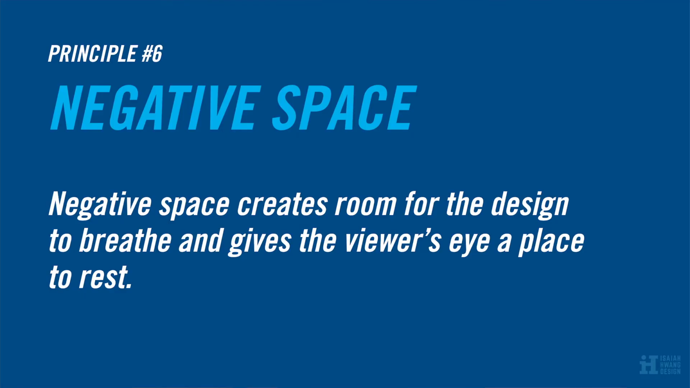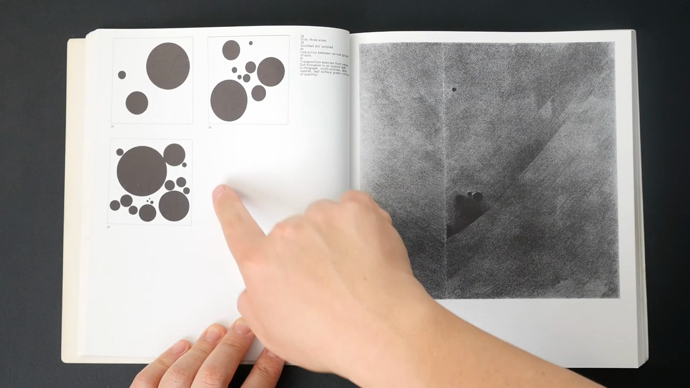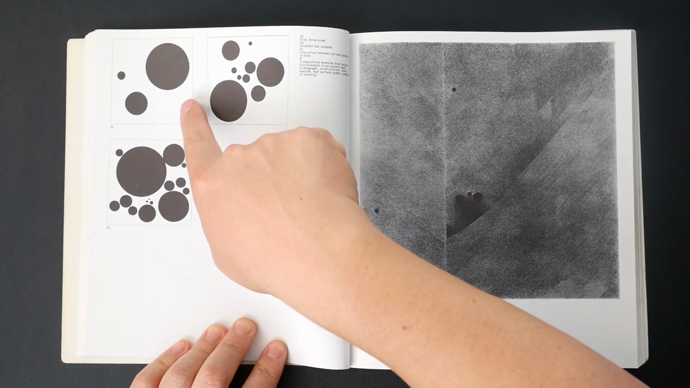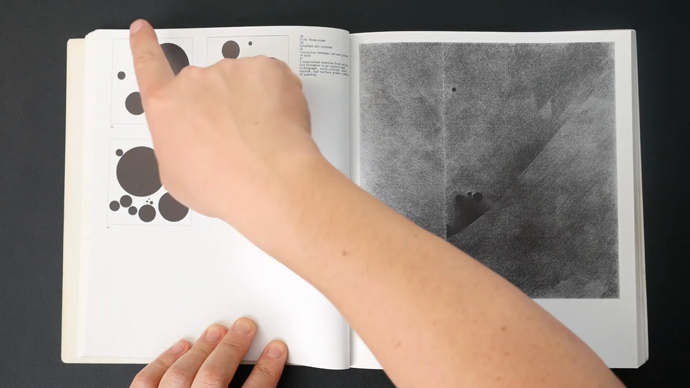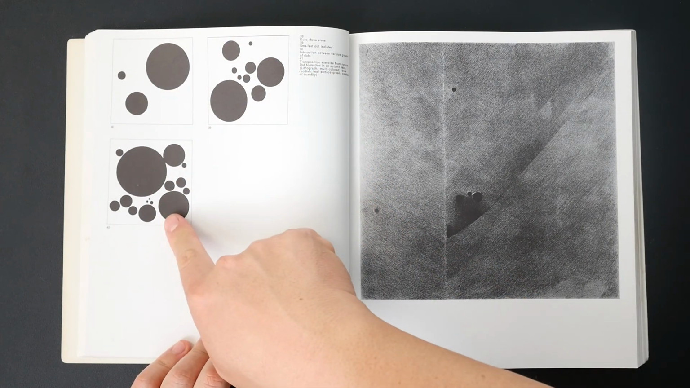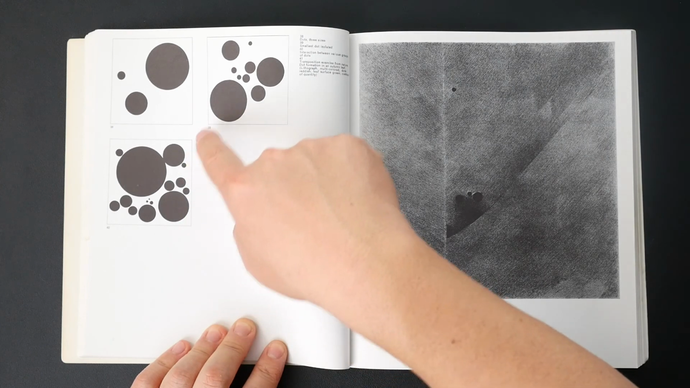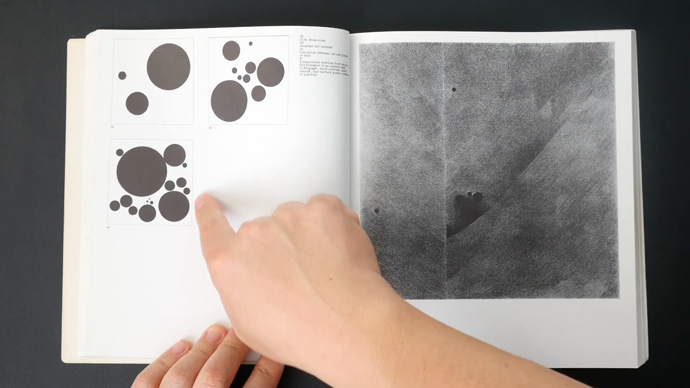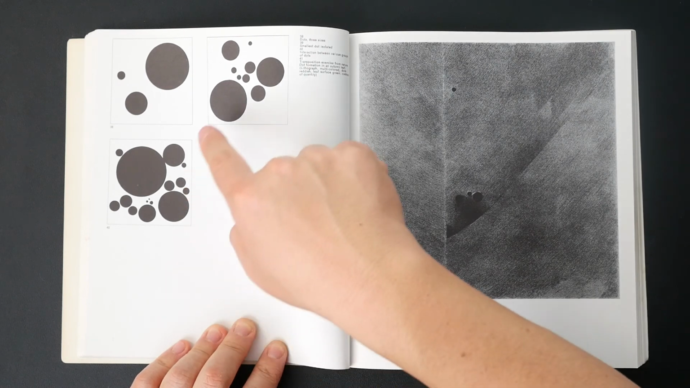Principle number 6, negative space. Negative space creates room for the design to breathe and it gives the viewer's eye a place to rest. So when you look at these designs right here, this one at the top corner is a perfect example because your eye has all this room to just kind of travel around and look at the different elements. But if you look at this one right here, you just feel so much tension because your eye doesn't have that room to travel. So you've got to really keep that in mind when you're doing your designs, to just have enough negative space around different elements.